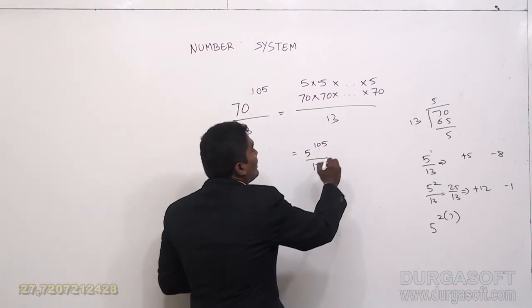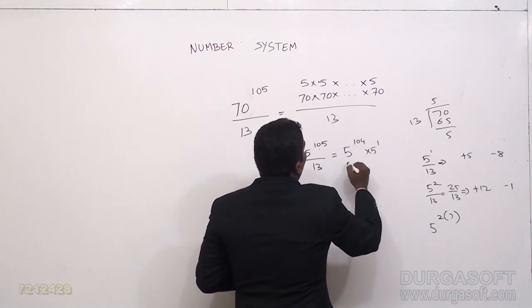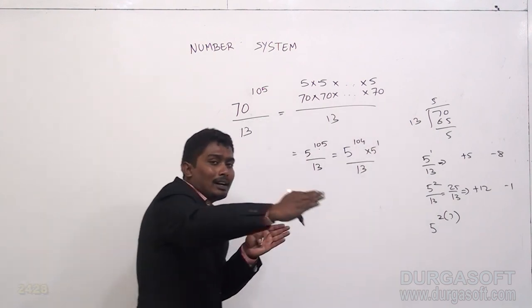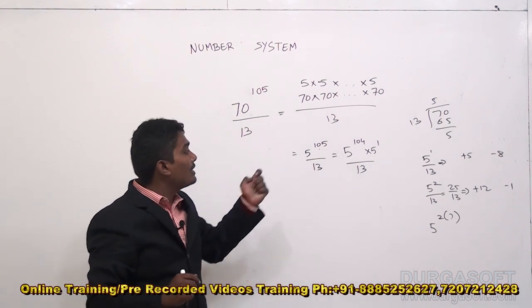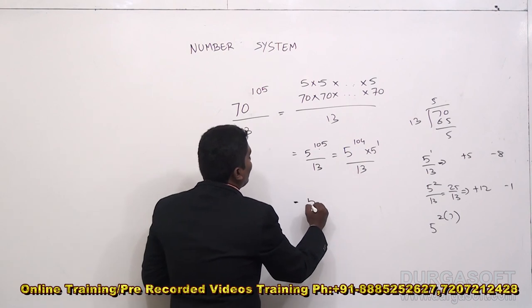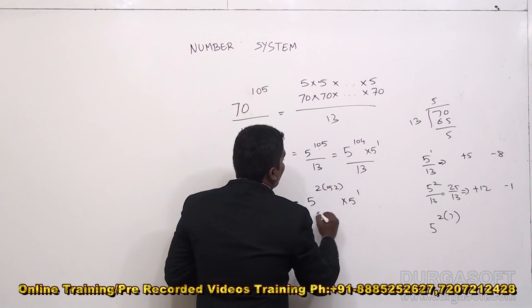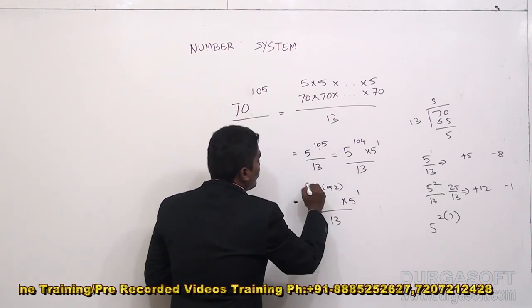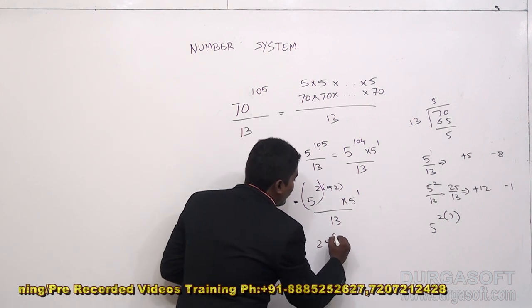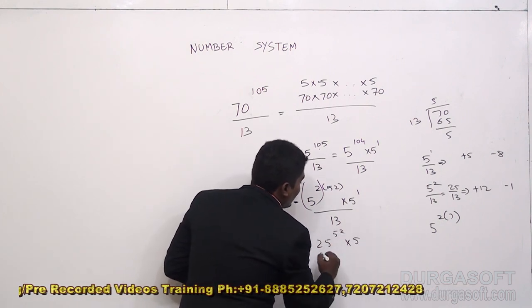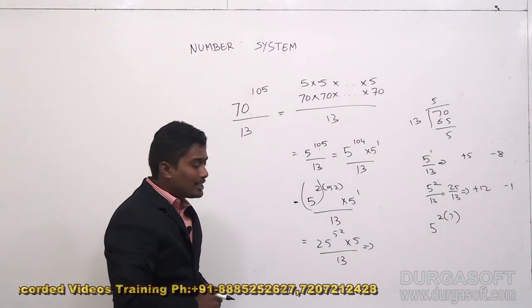So to make sure that it is divisible by 2, I'll write it as 5 power 104 into 5 power 1 by 13. So 5 power 1 I'll separate, and the rest, 5 power 104, I'll write together. Now this 104 I'll write as 5 power 2 into 52, into 5 power 1 by 13. So this 5 square, I'll group it together now. 5 square, I'll write as 25 to the power 52 into 5 by 13. 25 by 13 gives me a remainder of minus 1.